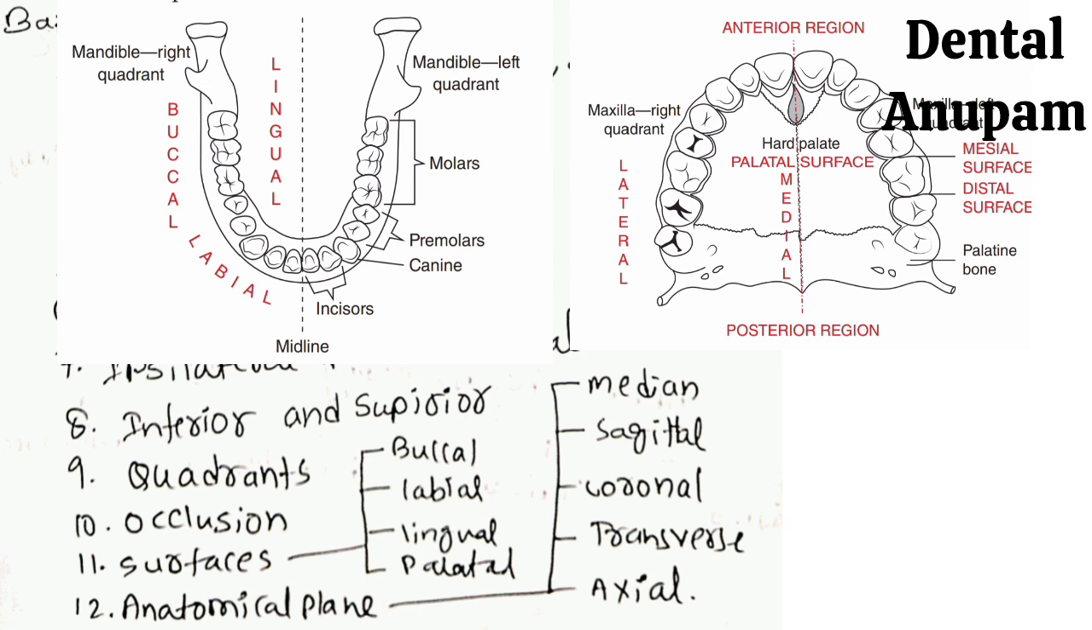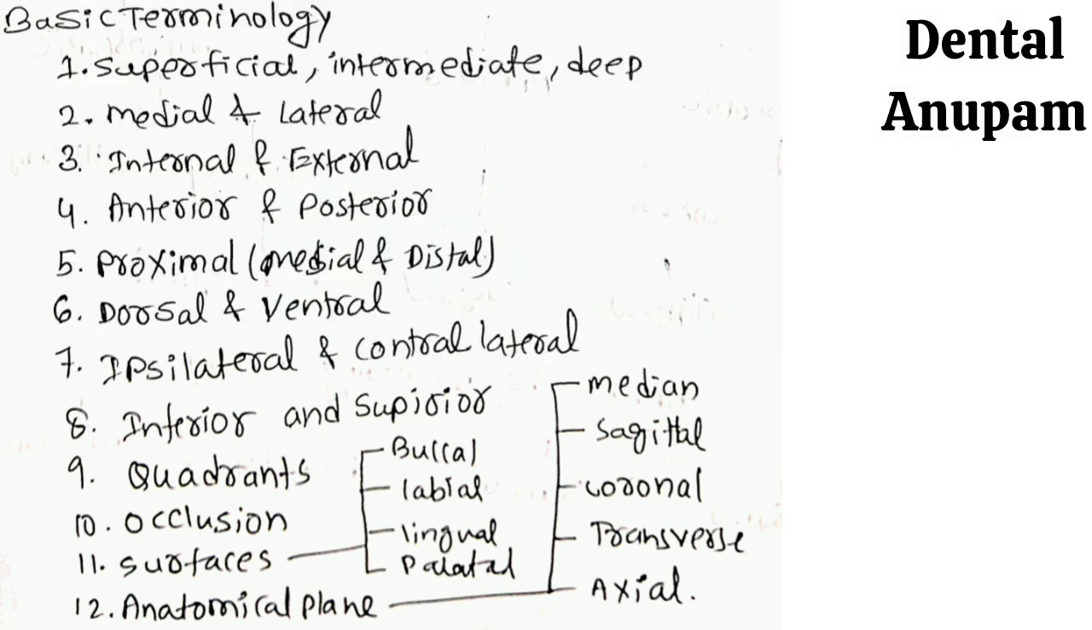Next, occlusion. Occlusion is the relationship of the teeth of the mandibular, which means the lower jaw, and the maxillary, the upper jaw arch, at rest or during various movements of the mandible. Occlusion.